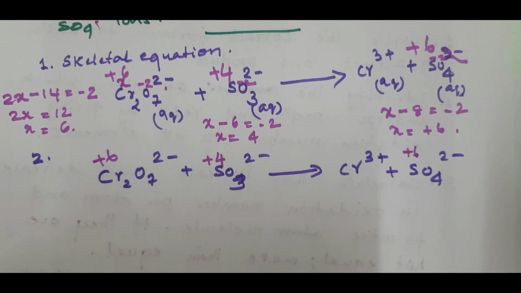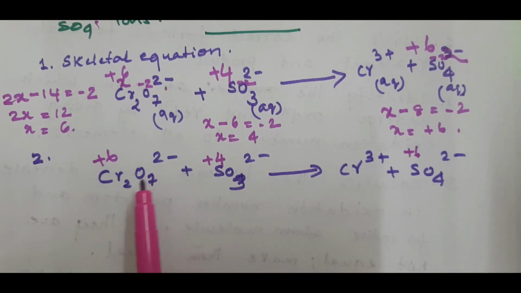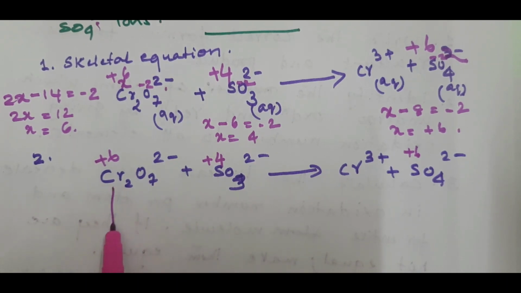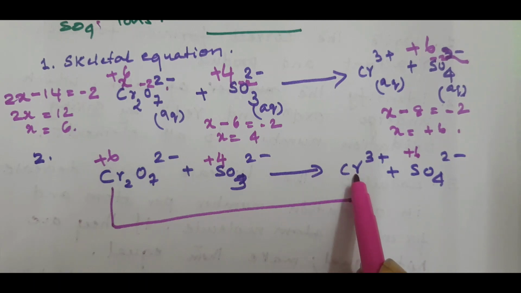You have assigned the oxidation number for all the elements. Now you should calculate the increase or the decrease in the oxidation number, correct? You have to see the oxidation number increasing and decreasing. See, first we will see chromium. What is chromium?